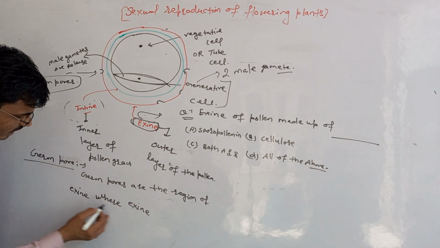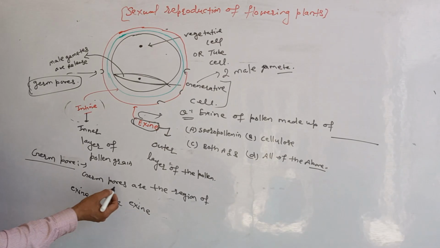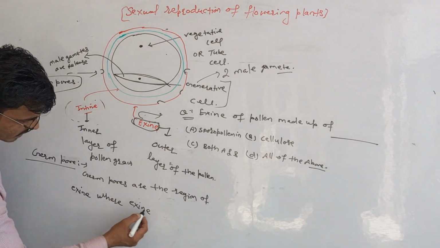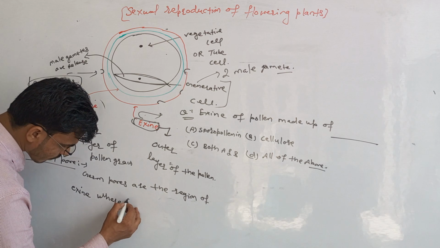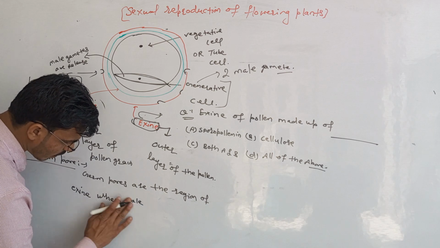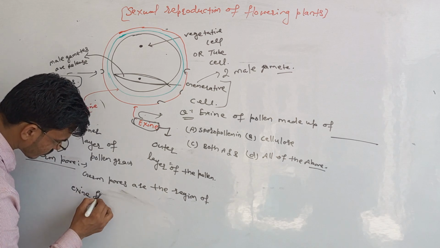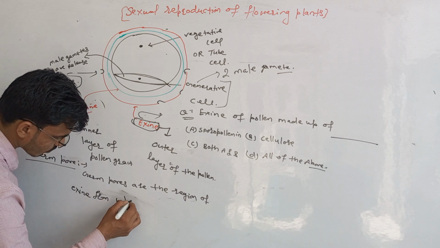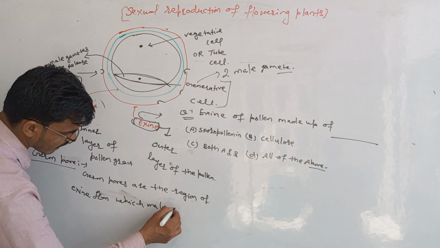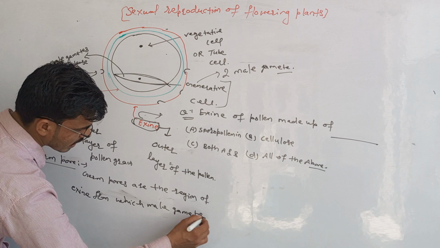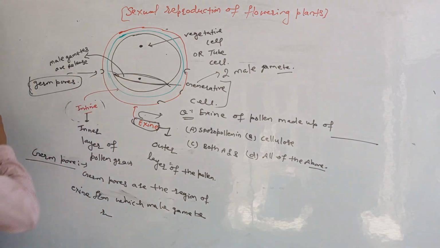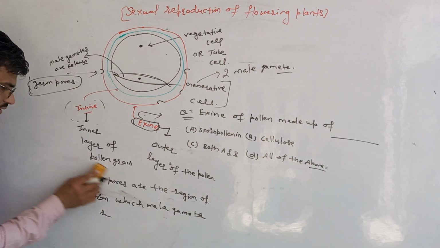The germ pores are the regions of the exine from which the male gametes are released outside the pollen.